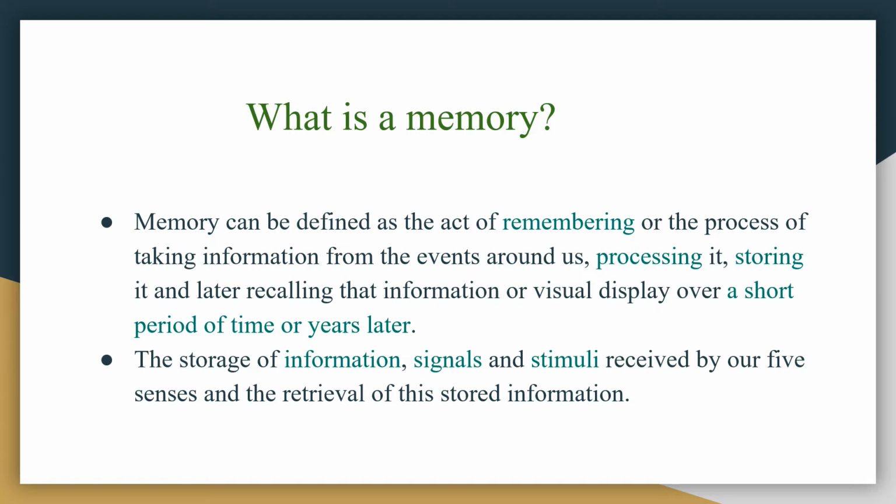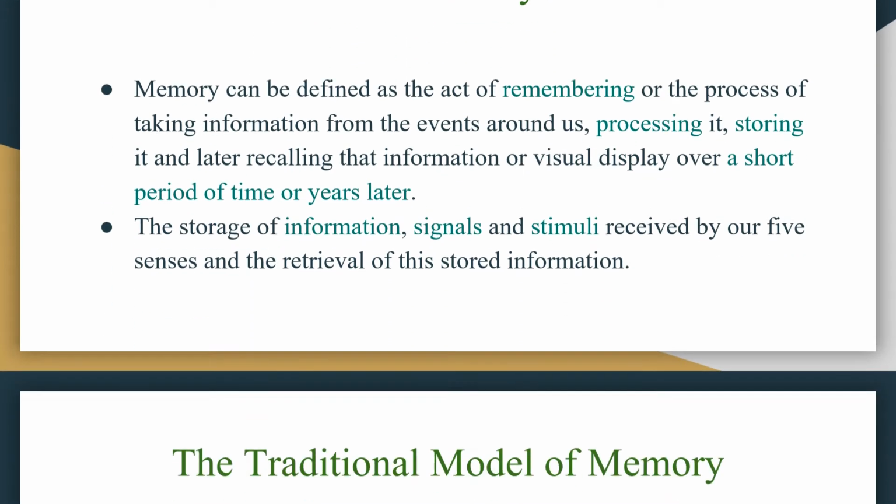What is a memory? Memory can be defined as the act of remembering, or the process of taking information from the events around us, processing it, storing it, and later recalling that information or visual display over a short period of time or years later. Memory can also be defined as the storage of information, signals, and stimuli received by our five senses and the retrieval of this stored information.